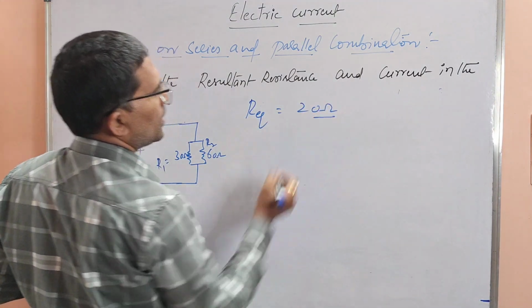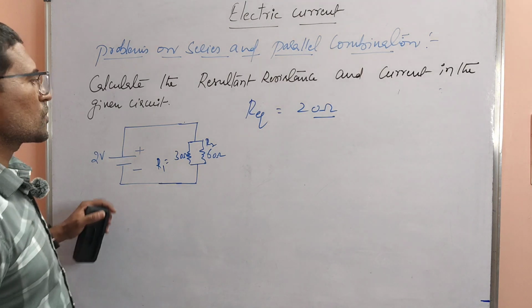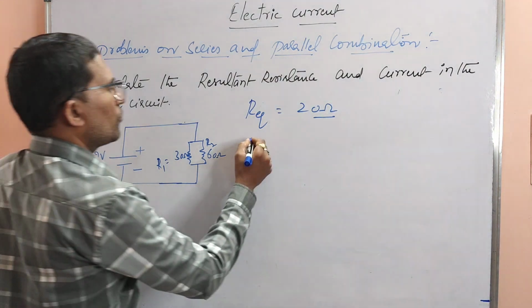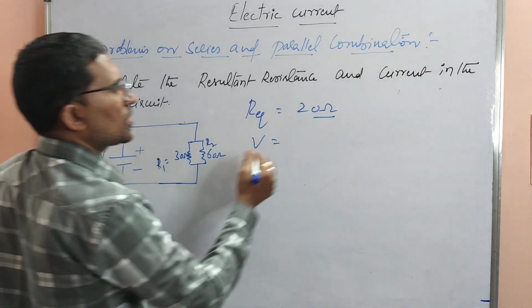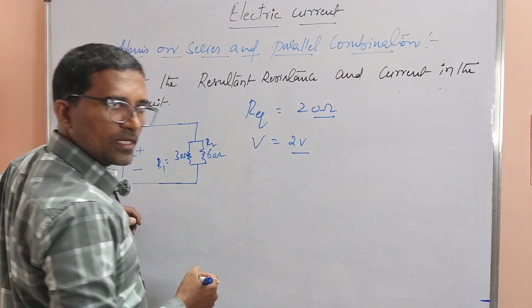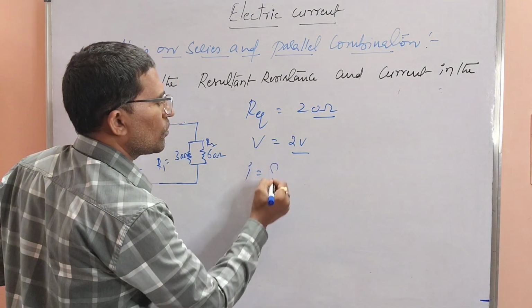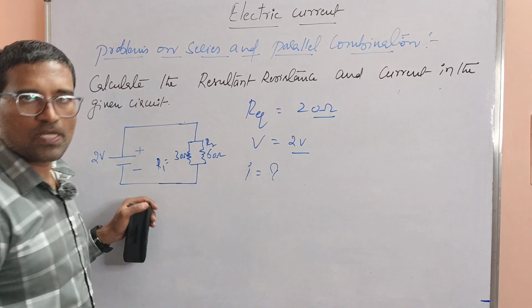20 ohm. Already we have done this problem. Now he asked to find the current in the circuit. According to the given circuit diagram, we have a potential difference of 2 volt. Now you have to calculate how much the current is. Then here you have to apply Ohm's law.